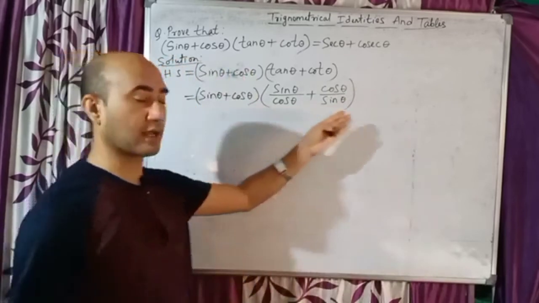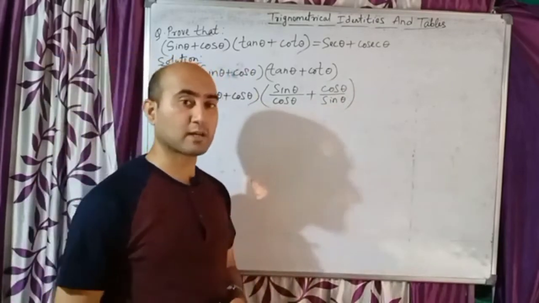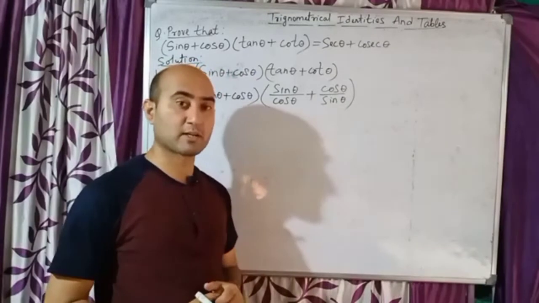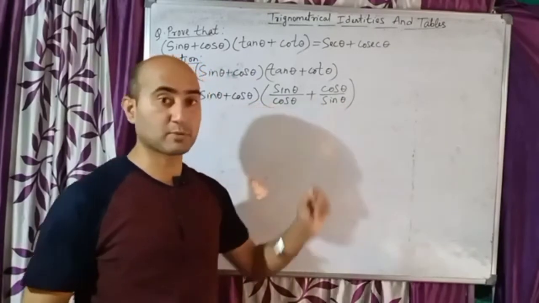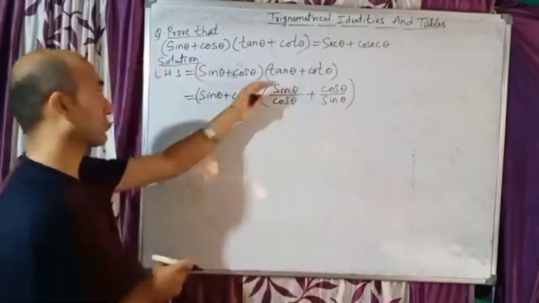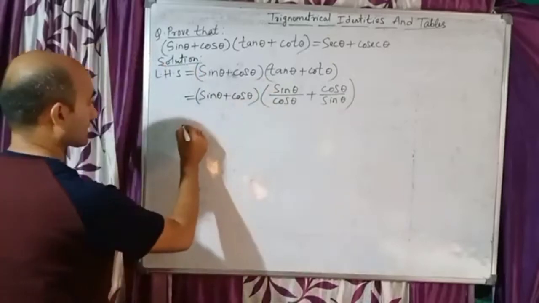Okay, this is the formula. I have written this formula. You can check in the formula list number 16 and 17. This formula you will find, formula of tan and cot.